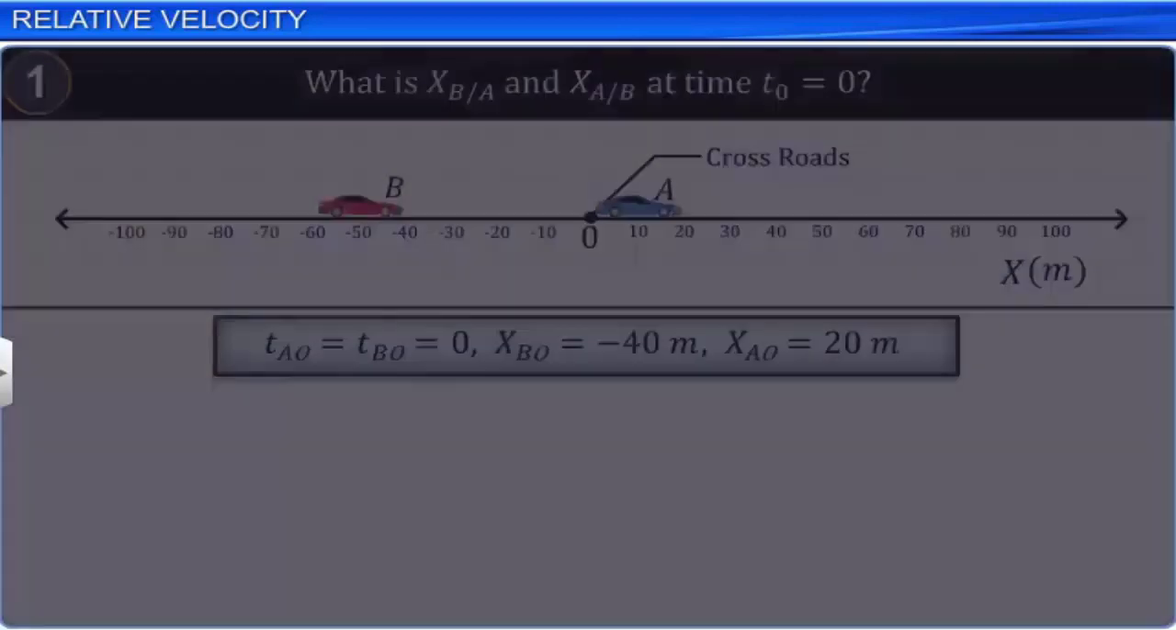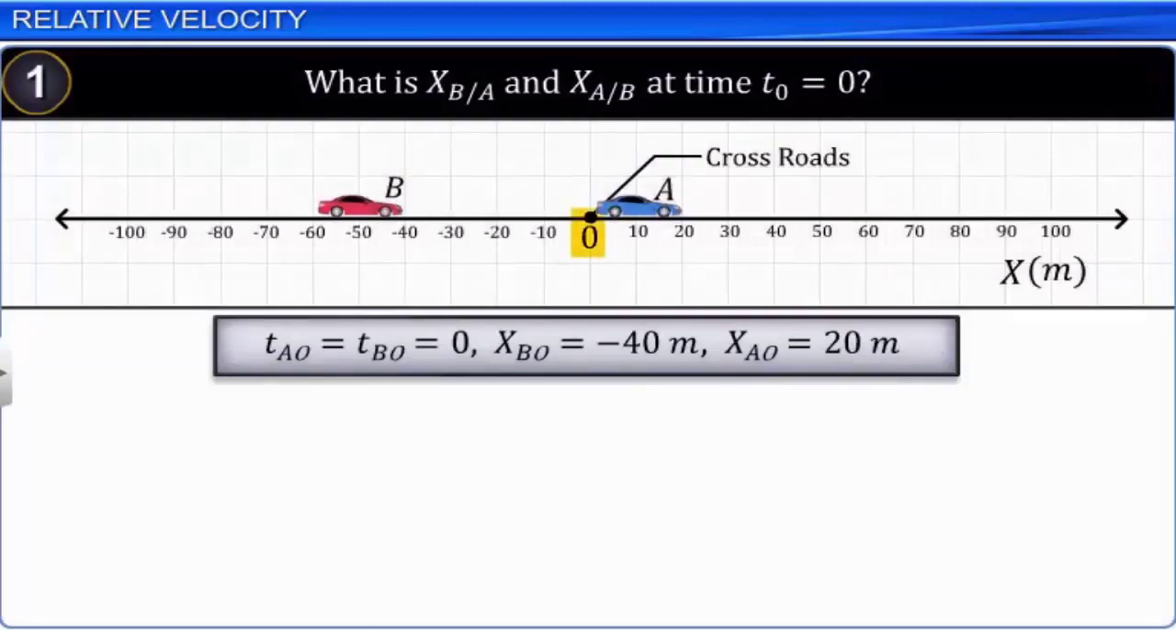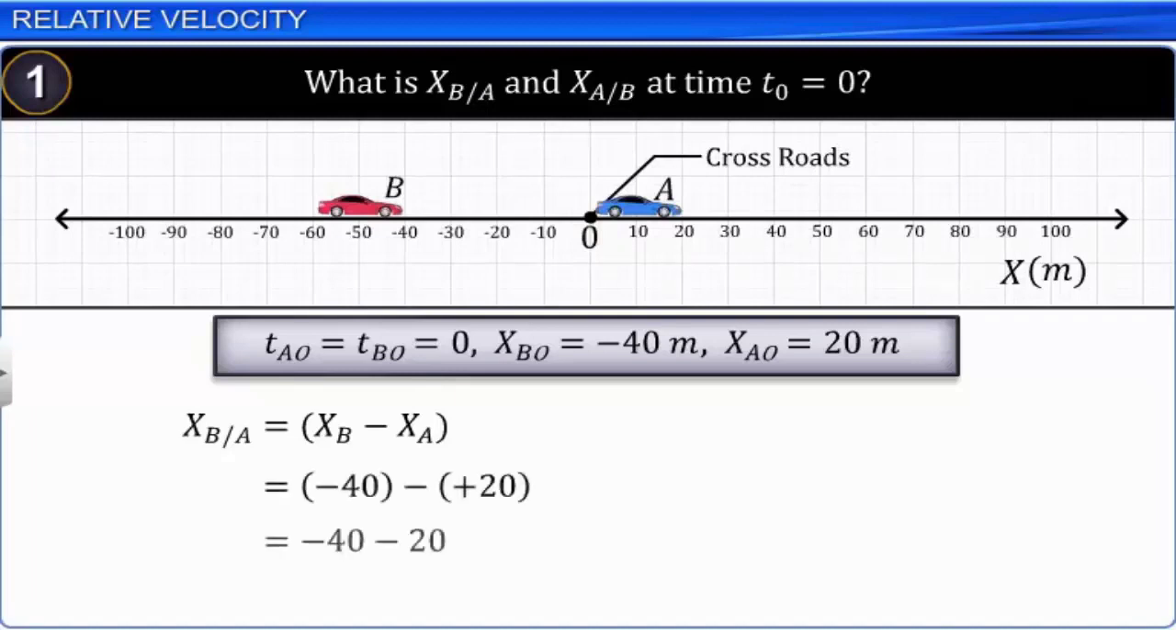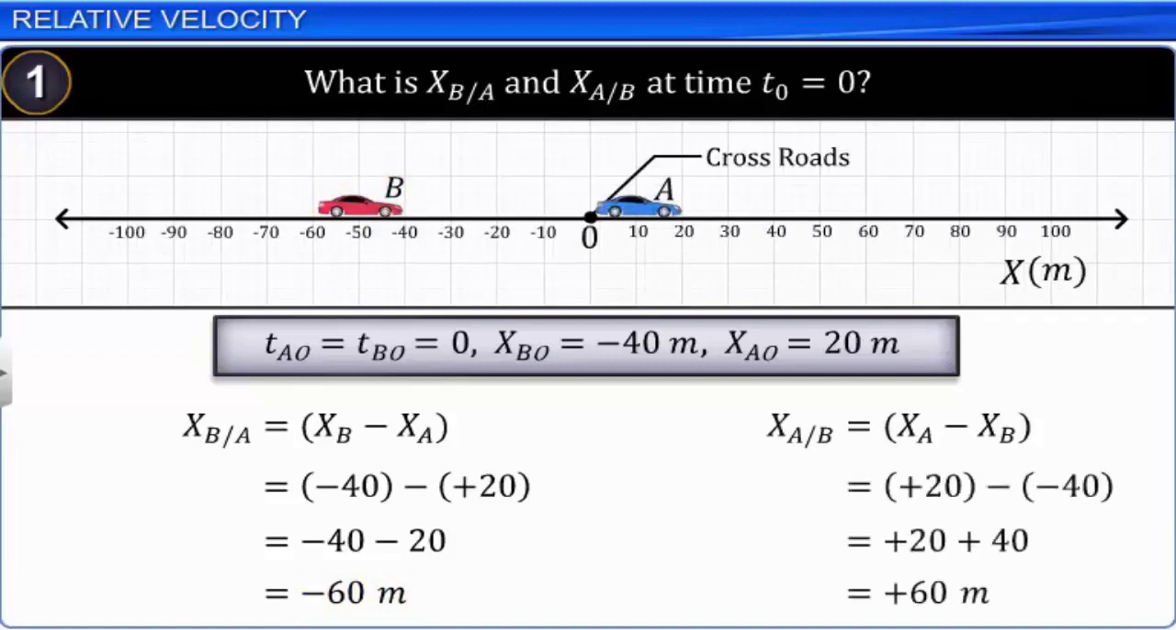Taking the crossroads as the origin O and time equal to 0, xB/A is equal to xB − xA. This is equal to −60 meters. Minus sign indicates that the car B is on the left side with respect to A. xA/B is equal to xA − xB. This is equal to +60 meters. Plus sign indicates that the car A is on the right side with respect to B.